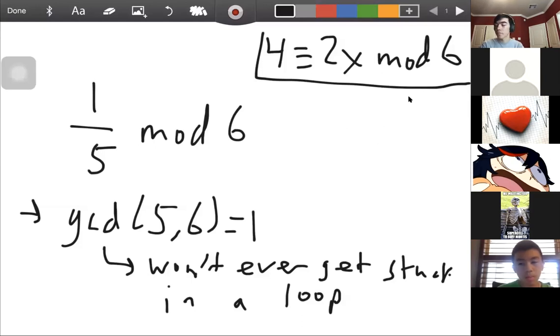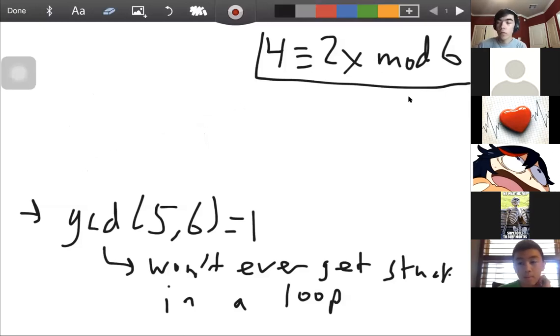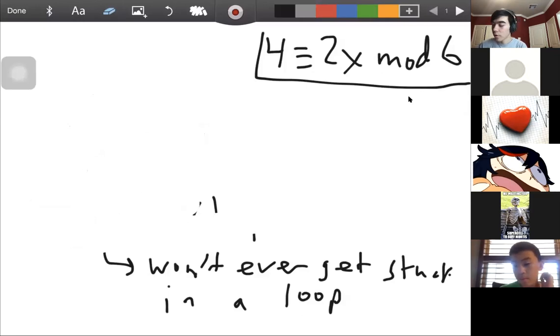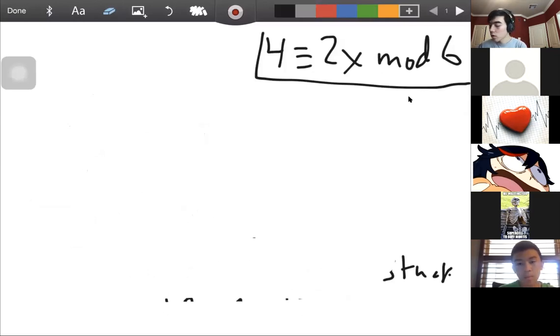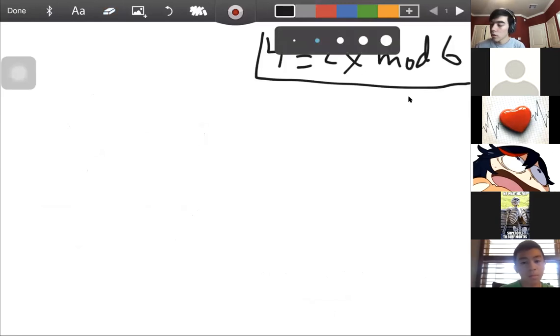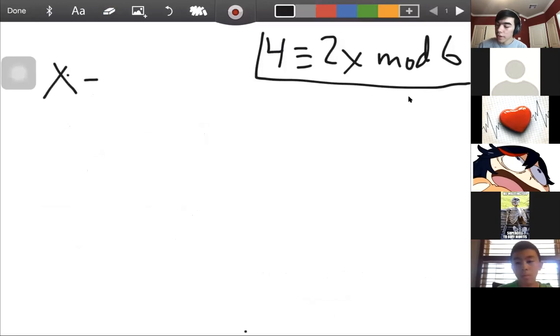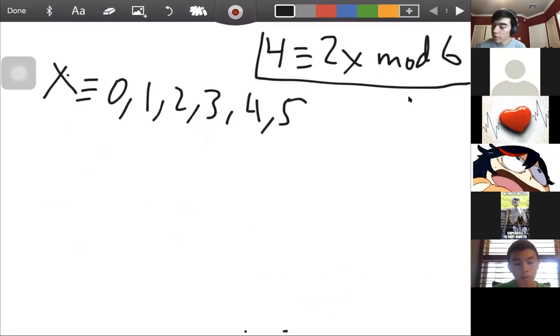Okay, we're running out of time with this class, so let me write this out. So what can x be? X could be congruent to 0, 1, 2, 3, 4, or 5 mod 6.